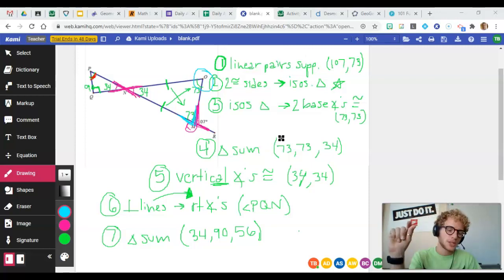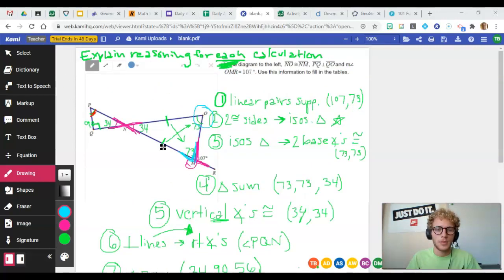So if the directions of a question say, explain your reasoning for each calculation, then you should have something on your paper that looks like this. I've just got an example here of one that I pulled from the review Desmos, and I've already got it lined out so that this video can be shorter. Basically, we're given some information, so we put it down, and we did some other things with it. When we're going through, you have to provide reasoning, if it says to provide reasoning.